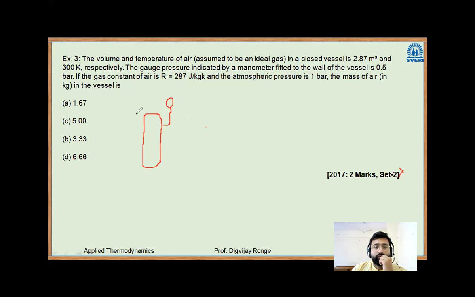So here, the volume is given, that is 2.87 meter cube. Temperature T is given. This gauge is showing a pressure of 0.5 bar. So this is a gauge pressure, okay? Then they have given the R value for air, and the outside pressure is given as 1 bar. Now they're asking, what is the mass inside the vessel? Very simple. What is the ideal gas law? PV is equal to MRT.